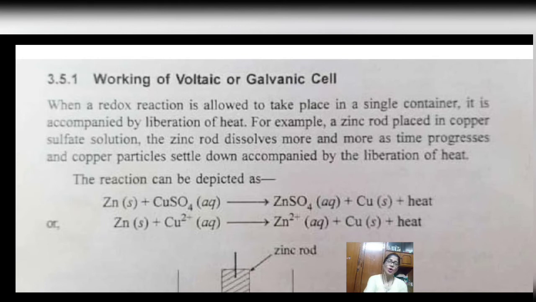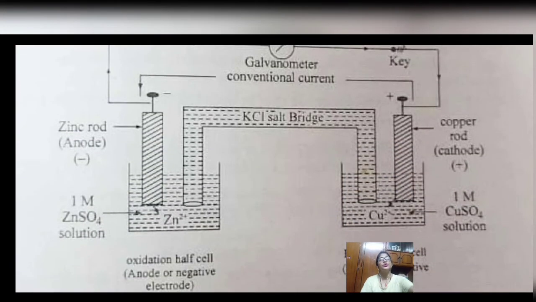It comprises two different chambers consisting of two different metals dipped into their individual solutions, the concentration of the solution being aqueous 1 molar. Now we will be discussing that particular galvanic cell which uses zinc and copper as electrodes.